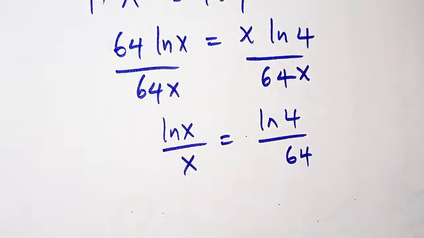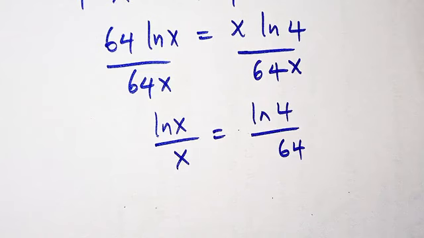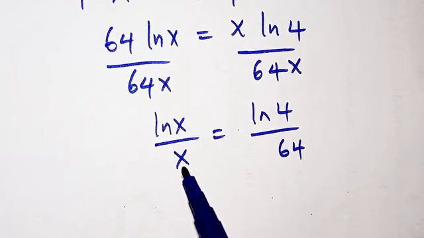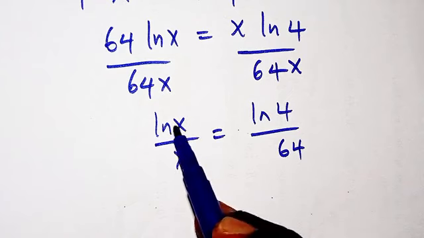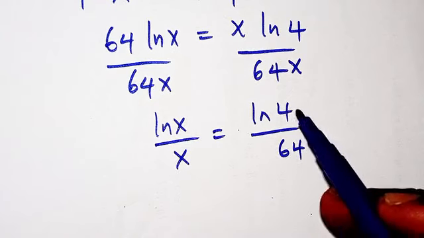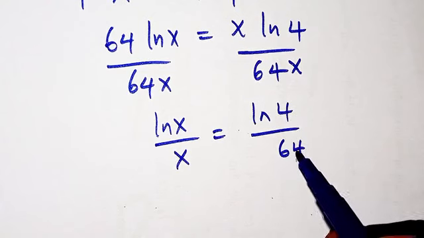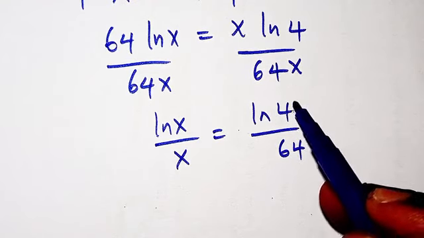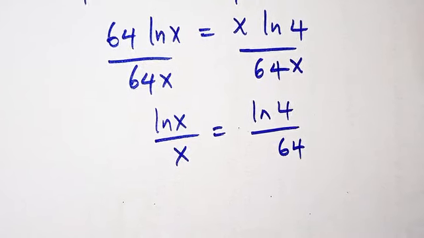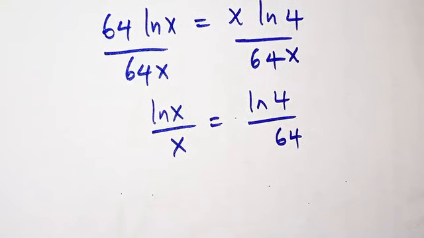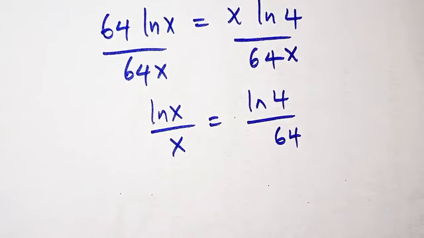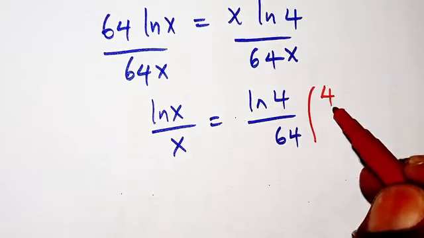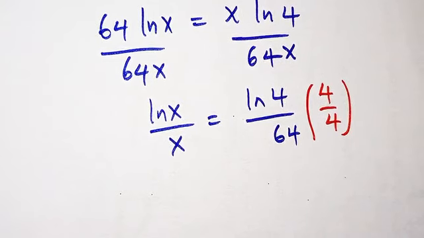So what's the next thing we are going to do? Here you can see the left-hand side, you have ln of x over x. The argument here is x and we have the number x here, but the argument on the right is 4 and we have the number 64 here. So we are going to look at how we can make the argument and the denominator the same. What if I multiply both numerator and denominator by 4, that is 4 divided by 4?